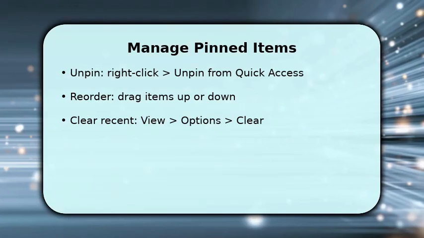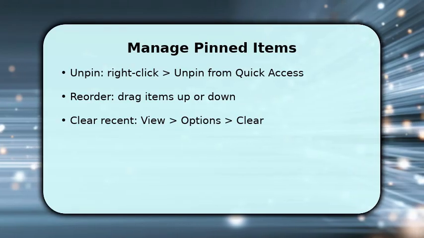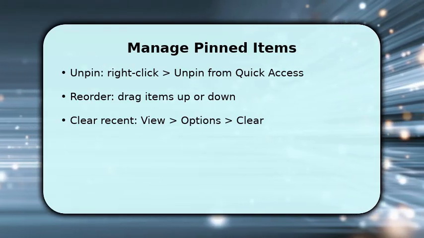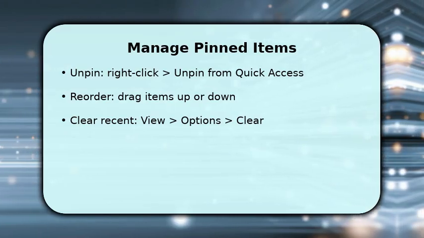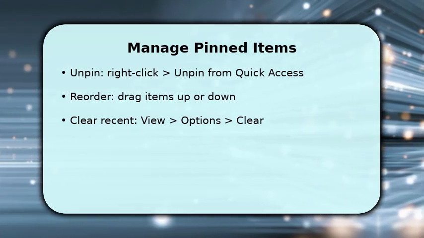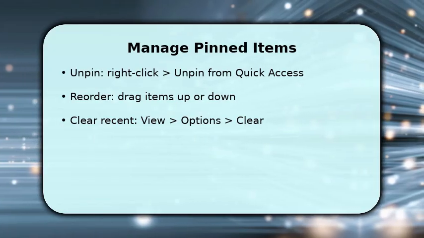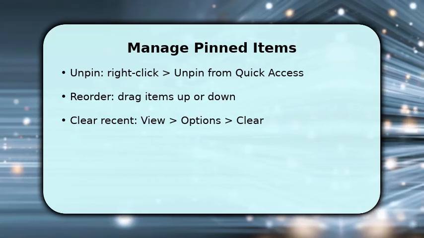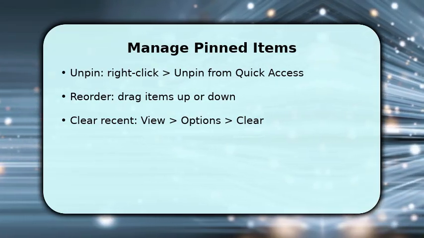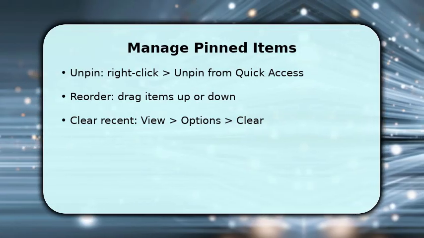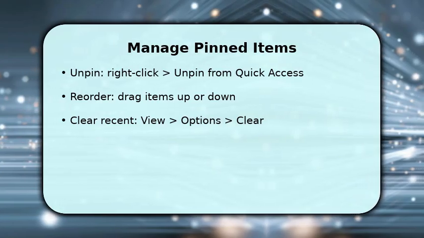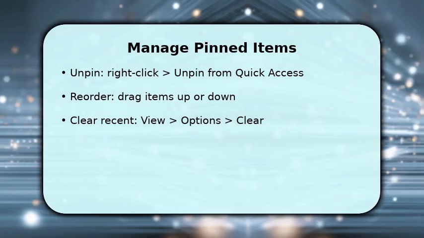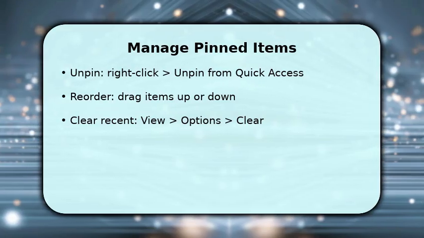Once you have items pinned, you need to manage them so quick access remains useful. Drag any pinned folder up or down to set priority, which controls what you see first. If a folder becomes irrelevant, right-click it and choose Unpin from Quick Access to remove it instantly. To reset the recent list, open File Explorer's View menu, select Options, and click Clear. This helps when quick access shows outdated or noisy entries. Make sure to reorder and clear regularly to maintain speed.